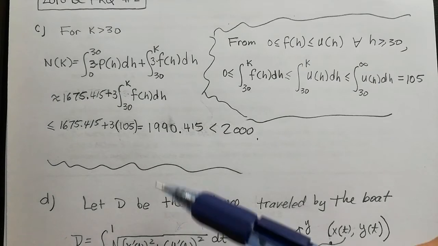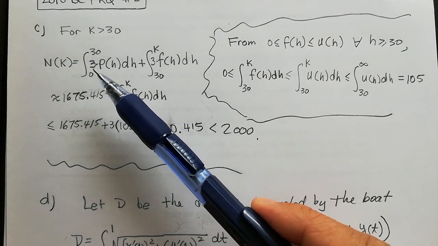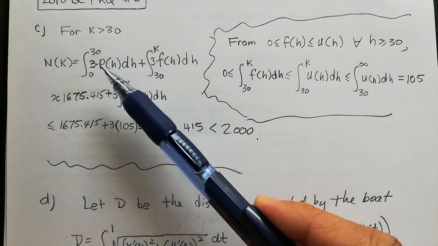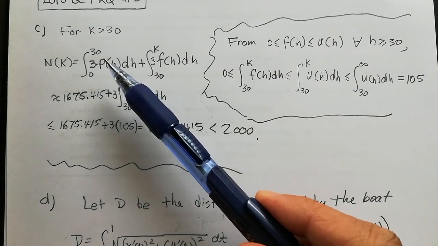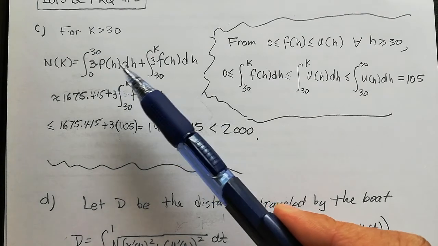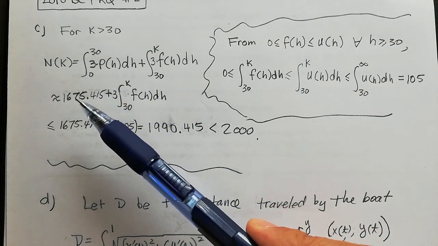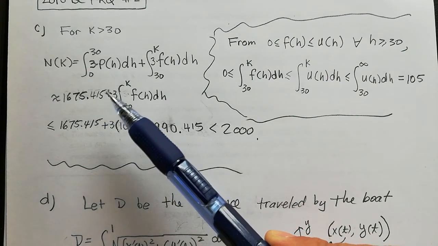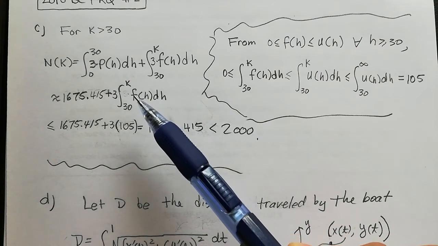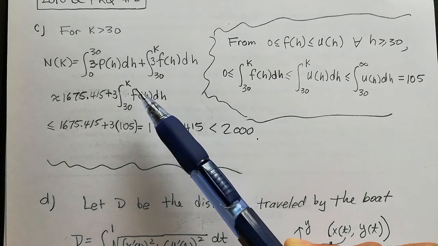The number of cells N of k for k greater than 30 will be two parts. The first part is the integral from 0 to 30, plus the integral from 30 to k. We know P of H, and we also know the result from the previous question, 1675.415. The second part we don't know, and basically we want to know the integral of F of H from 30 to k.